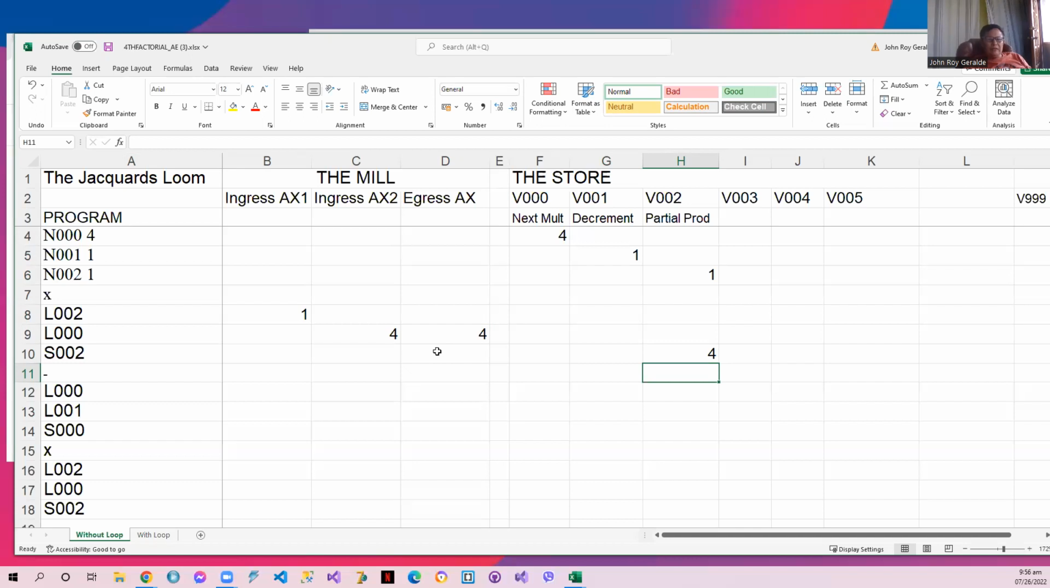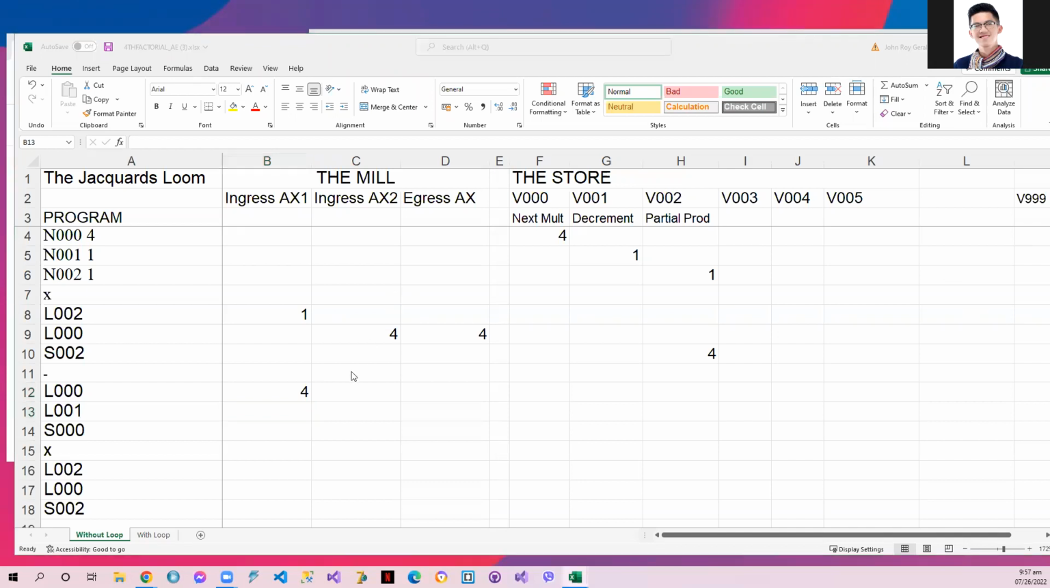Any questions so far? I hope you follow. Now, the next is minus, another operation card followed by a variable card. L000, what will be the value of ingress axis 1? What's the value of this column? 4. Oh, 000, this will be 4. That's correct, thank you.